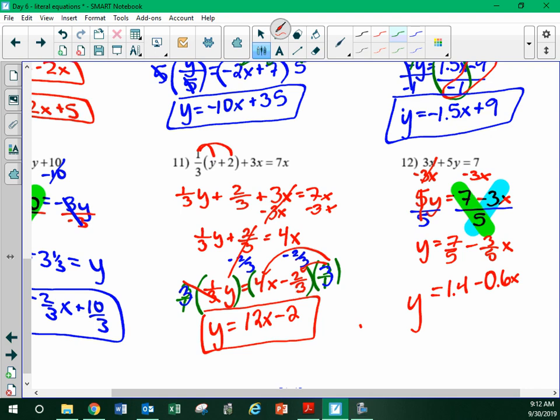But for our final thing, remember we want to have our x first. So I'm just going to go ahead and rewrite this. y equals negative 0.6x. And that's a positive 1.4. Just make sure you keep your signs with it. Or again, you could write it with a fraction. y equals negative 3/5 x.